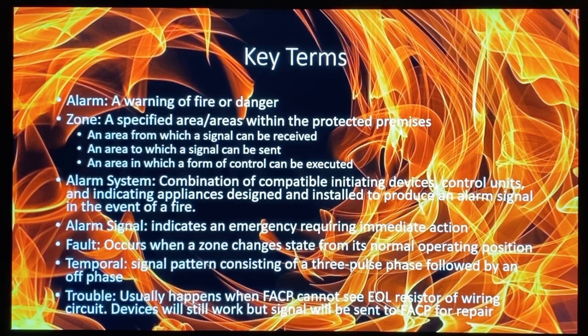You have an alarm signal, which indicates an emergency requiring immediate action. You have a fault, which occurs when a zone changes state from its normal operating position. You have a temporal signal, which is a tone, a signal pattern consisting of a 3-pulse phase followed by an off phase, which is typically what you hear in, say, a school.